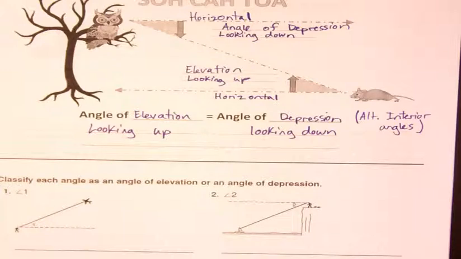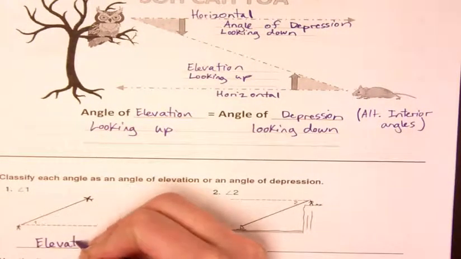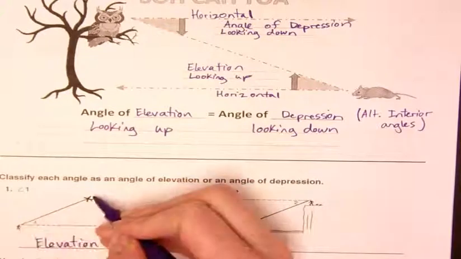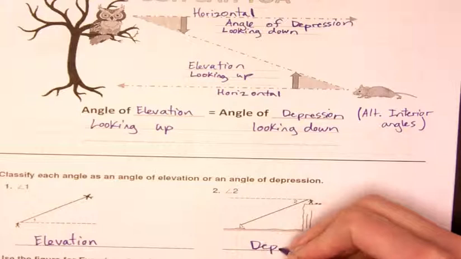I'm drawing on seat numbers. I got seat number 22. What did you get for number 1? Elevation, because the person is looking up at the plane, so we're going to measure that angle that he's looking up at the plane. Number 10, what's number 2? Depression.